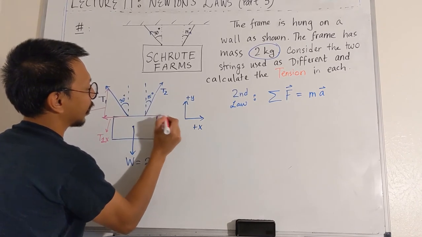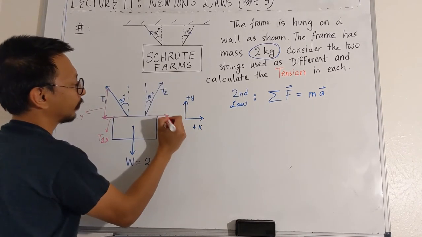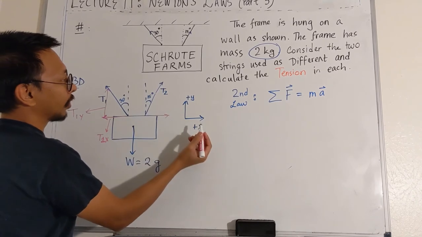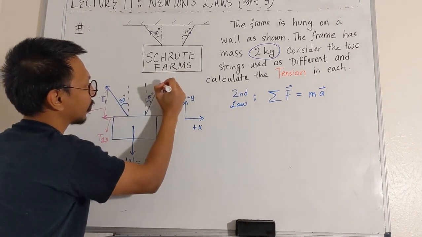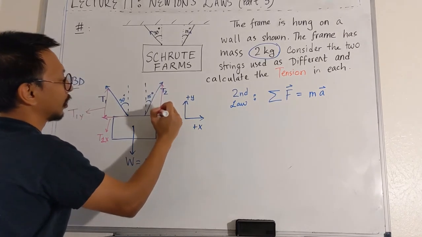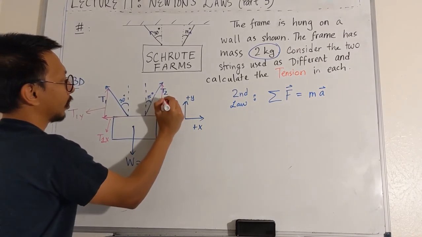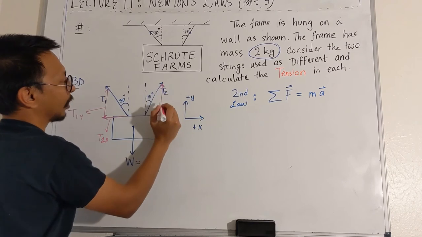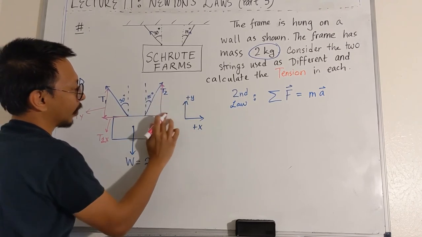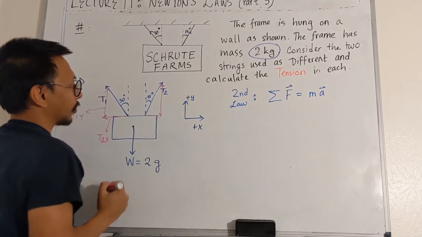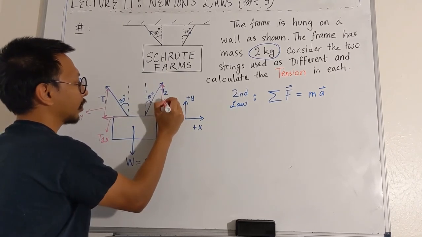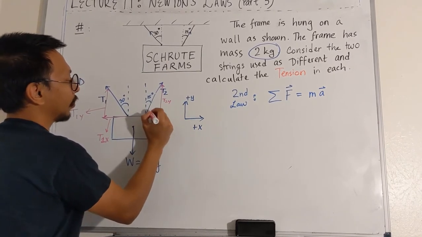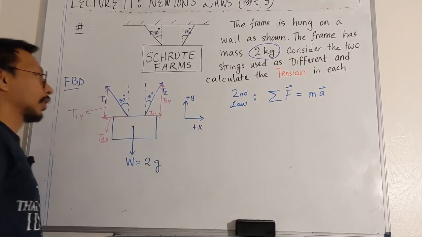Similarly, this T2 force is now a force like that, and so the x component is going to the right as the vector moves along. The y component is going up as the vector moves along. So the y component is like so, pointing upward in the positive y direction, and the x component is pointing along the positive x direction. We call this T2y and we call this T2x.